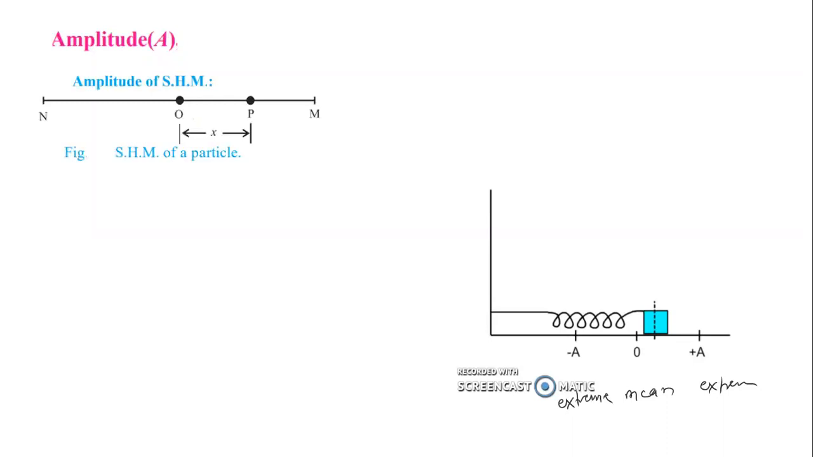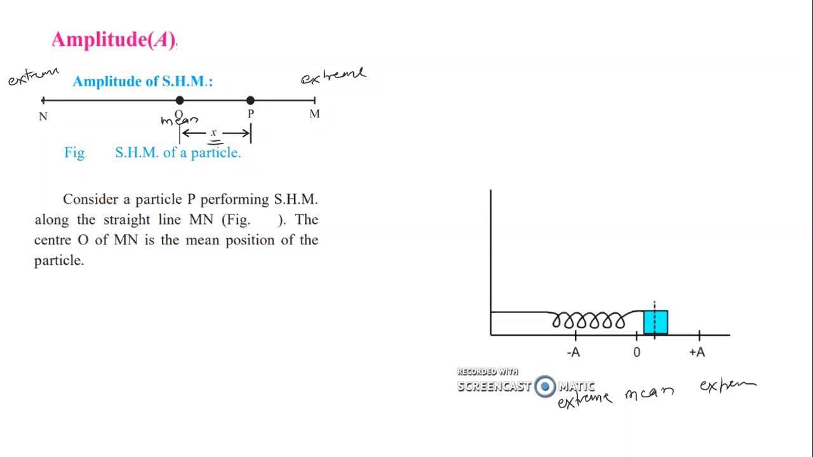Now here in a diagram of SHM, so this is the extreme position. So this is also extreme. And this is a mean position. All the displacements are measured from mean position, that you know. In any problem, if the distance from extreme is given, that is not the displacement that you know. Displacement means a mean position to the position of the particle. The distance between mean position and the position of the particle is the displacement.